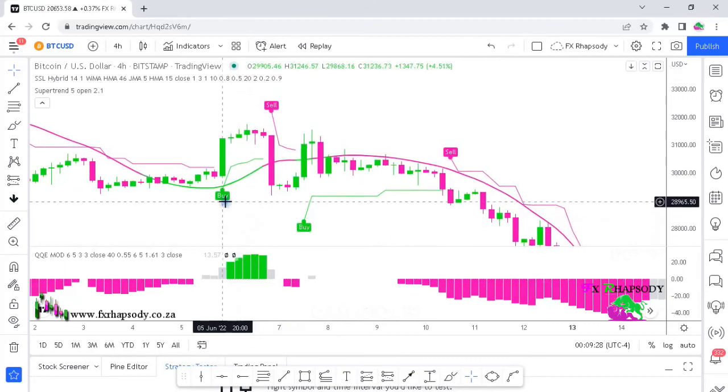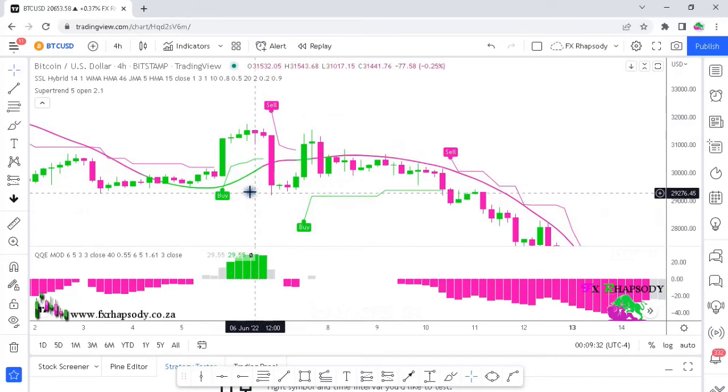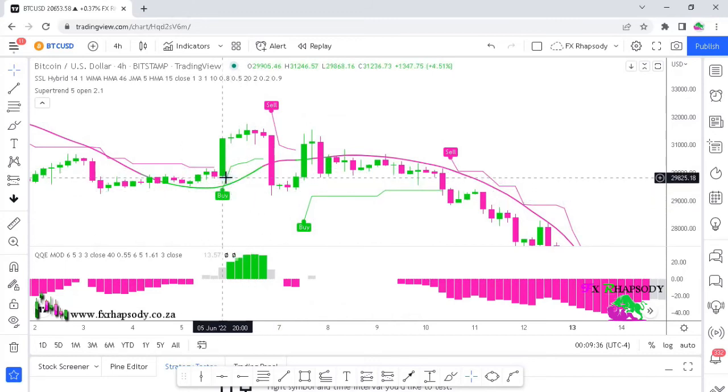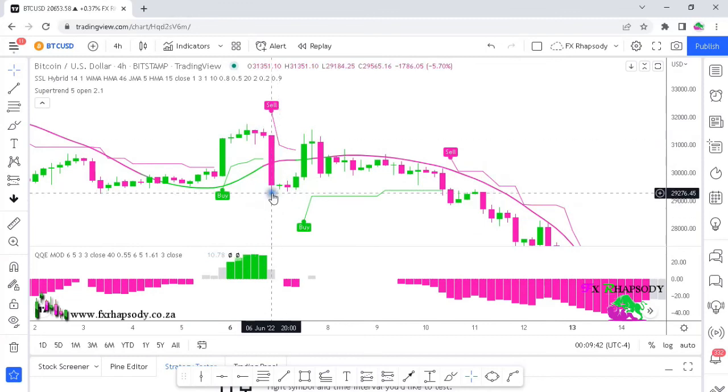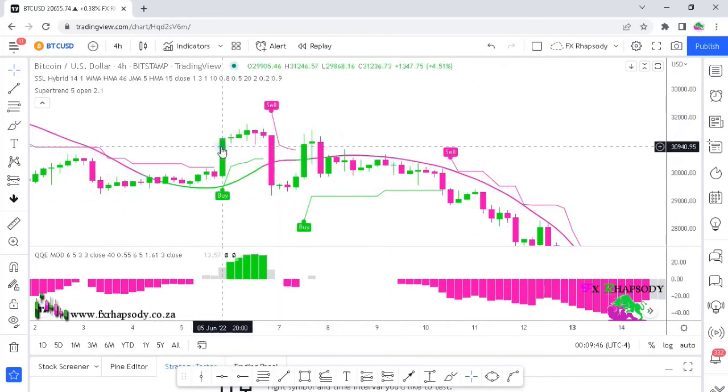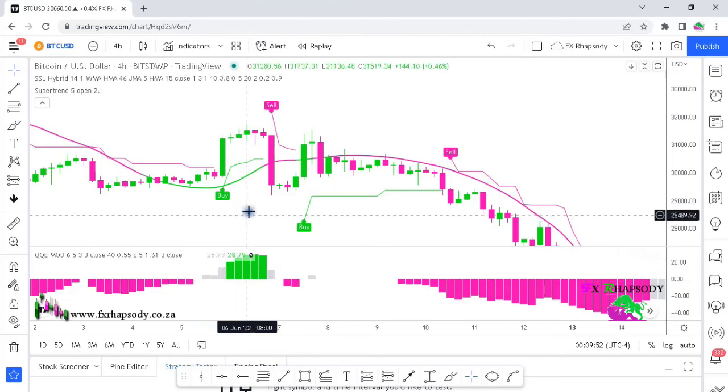Over here, interesting. You have a price that's above the SSL hybrid band, which is good. We have a buy signal, which is good. If you didn't have the 3rd indicator to help you out, you would have taken this buy and got stopped out. As you can see, price went the other way. But the 3rd indicator showed us a gray bar over here. Do not trade it. So that is how it works, guys.